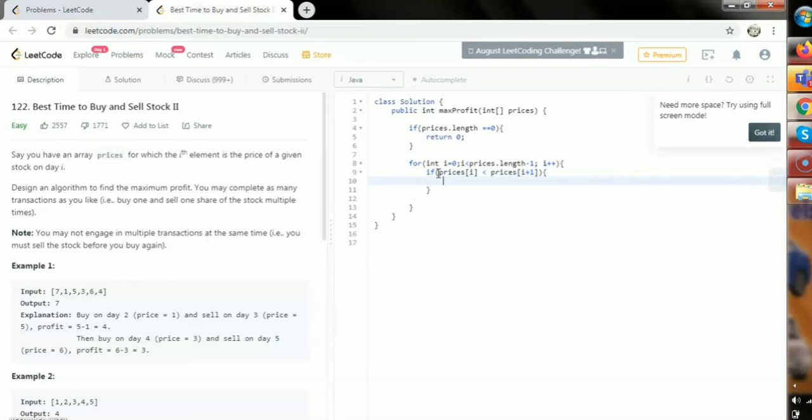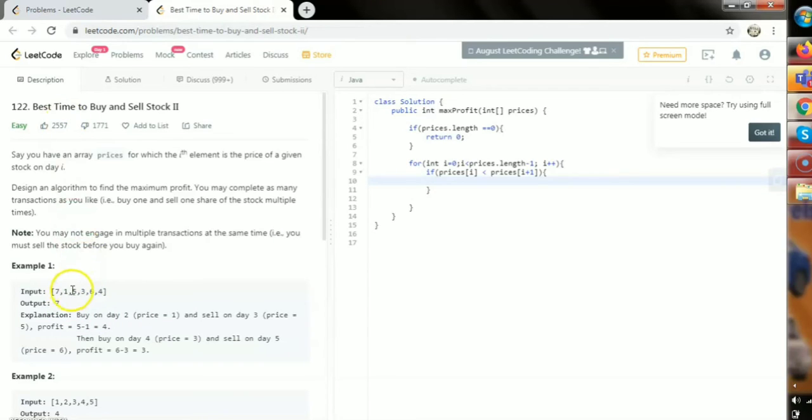Okay, then only you can get the profit. The quite common thing is if you purchase at 7 and sell at 1, then you will just get the loss. That's quite common. So it means you just need to check whether the second amount is greater than the first amount, then only you can get the profit.